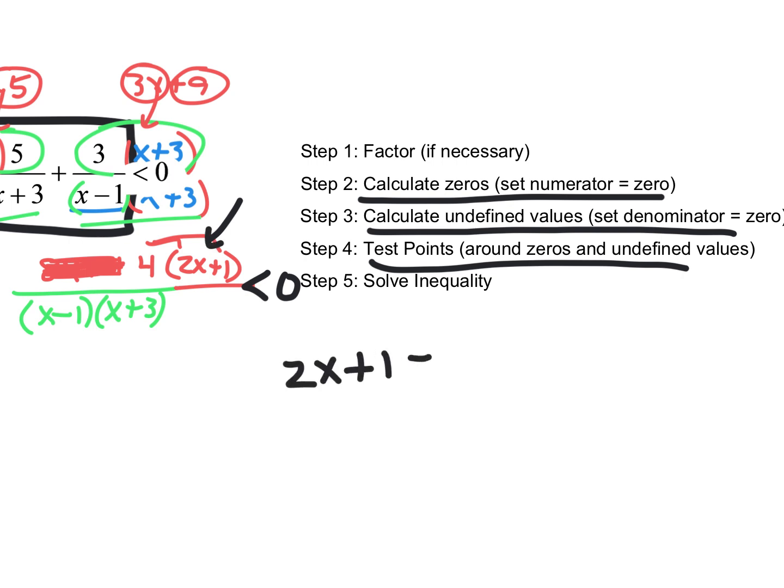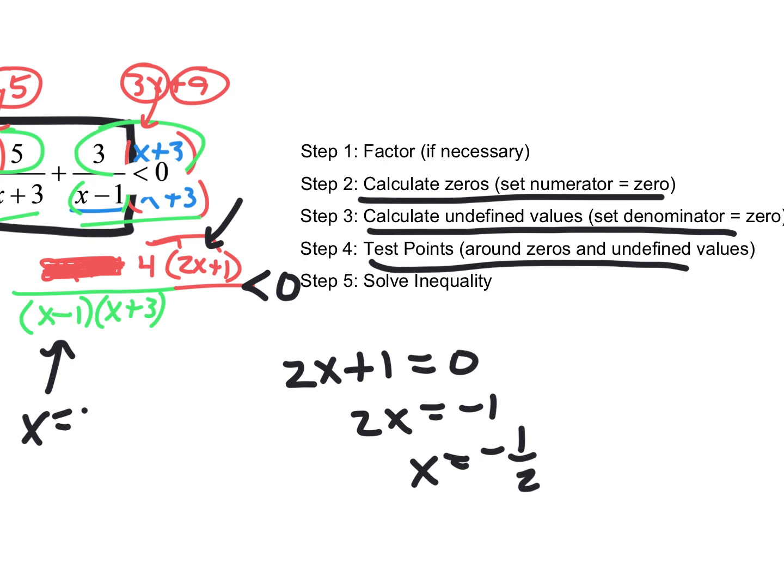2x plus 1 needs to equal 0, so 2x needs to equal negative 1, and x needs to be negative 1/2. Guessing some of you beat me to that. This one, x equals 1 is important because it makes the bottom 0. X equals negative 3 is also important. It also makes the denominator 0.